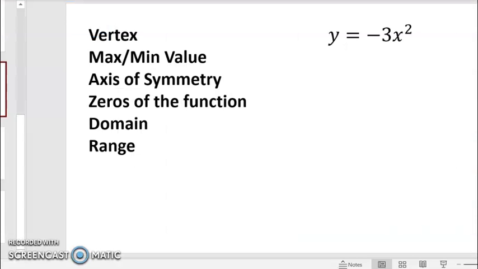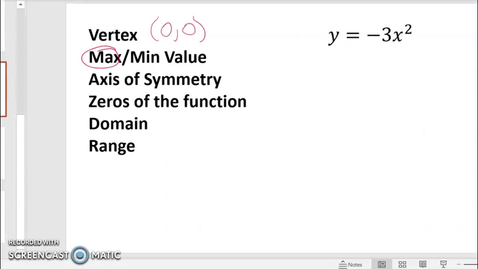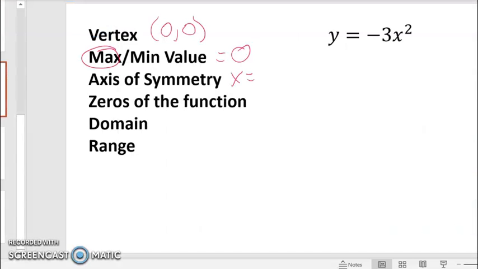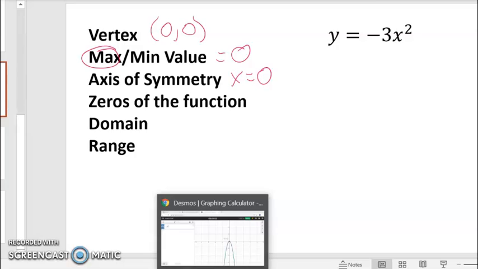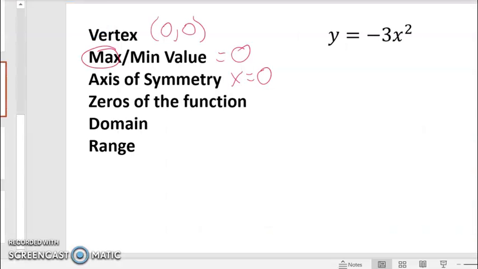So it is my vertex. It's 0, 0. This graph is upside down. So this is the highest point it gets to. So it's my maximum, and the value is 0. It is also my axis of symmetry. If I drew a line through the vertex, it would be at x is 0. Roots. Where does it cross x or touch x? It crosses x at 0. That is the only 0 I have.